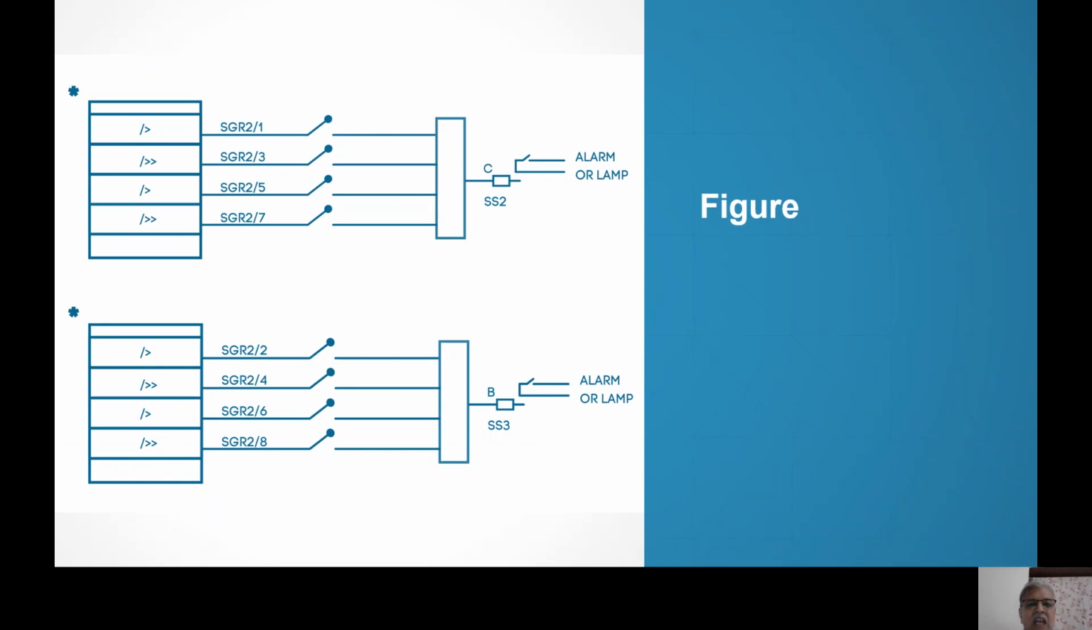SGR2 1 is for SS2, SGR2 3 is for SS2, SGR2 5 is for SS2, SGR2 7. If you make them 1, then it will go to one location, but SGR2 2 will go to another, SS3, the second location, right? So like that, I greater than, I double greater than, I0 greater than, and I0 double greater than can be made to reach different locations, right?